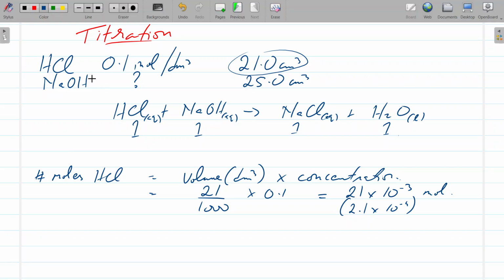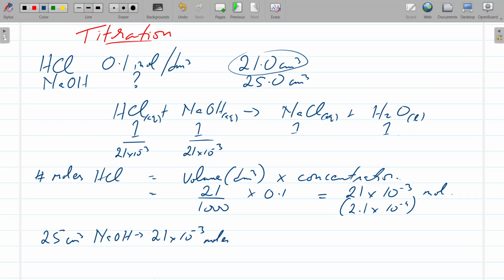To neutralize, because the mole ratio is 1:1, that means 1 mole of hydrochloric acid will react with 1 mole of sodium hydroxide, and that means 21 into 10 to the power minus 3 moles of hydrochloric acid will react with 21 into 10 to the power minus 3 moles of sodium hydroxide, which means the 25 centimeter cube of NaOH that you used had 21 into 10 to the power minus 3 moles. Does this make sense?